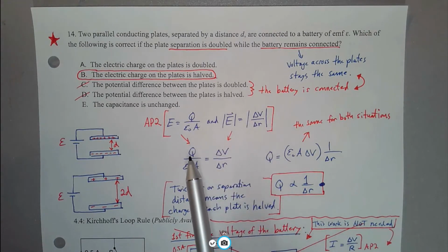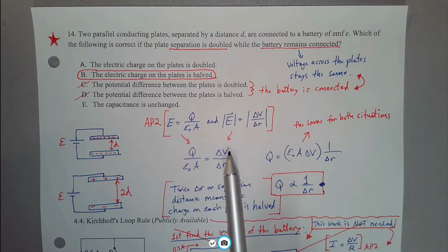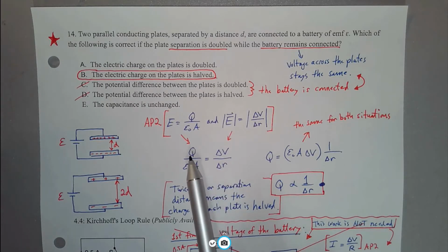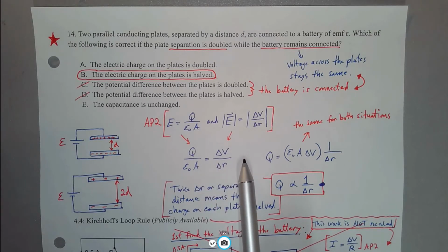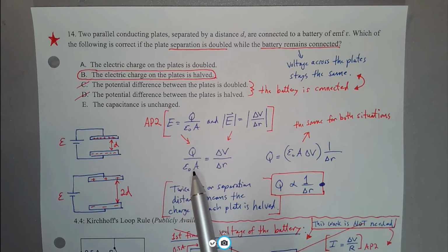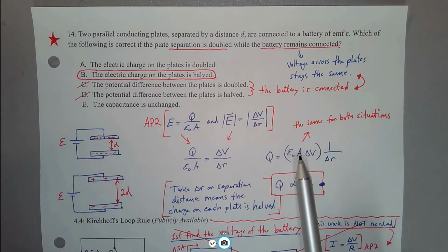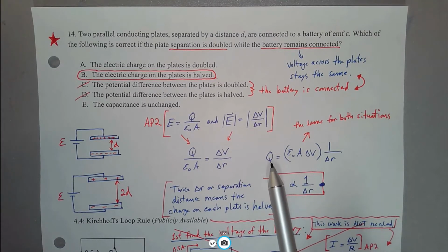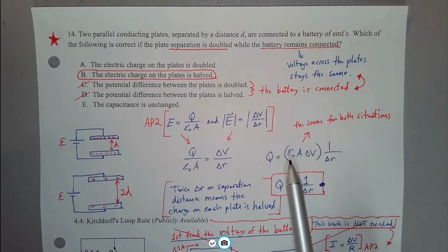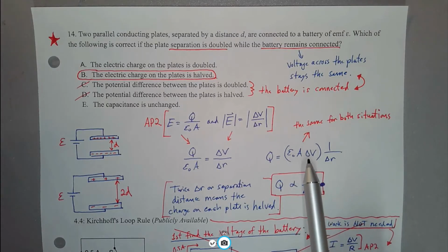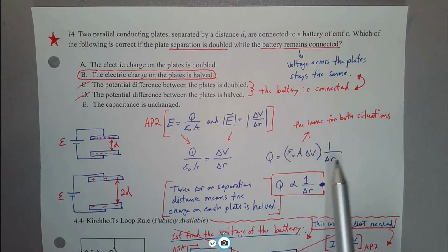So we get this. Charge divided by epsilon naught times the surface area is equal to the change in voltage across the plates divided by the separation distance. And since we're looking for how Q is related to delta R, I'm going to move delta R to the right, and then multiply each side by epsilon naught and area, so it moves over to the right hand side. Just rearranging a little bit algebraically, Q is equal to epsilon naught times surface area times change in voltage across the plates, all of that multiplied by the inverse of the separation distance.